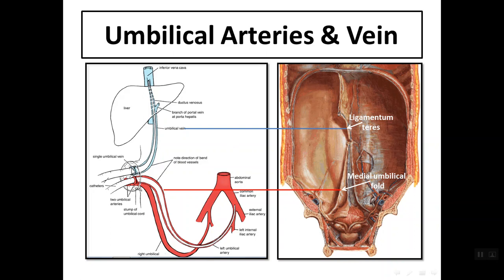Here you can see this is the umbilicus. Embryologically, we have one vein and two arteries that pass through the umbilicus. The vein will pass up to the liver, and the two arteries will pass below to the common iliac arteries. So there is a connection between the systemic veins and the portal circulation through the ligamentum teres.